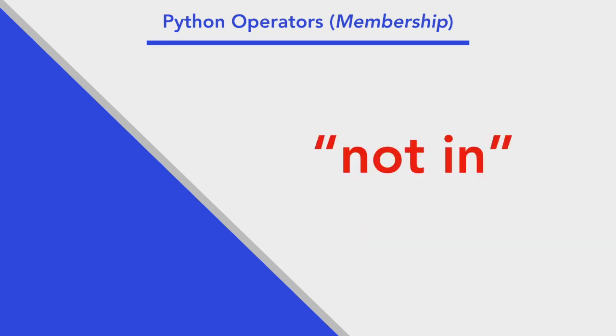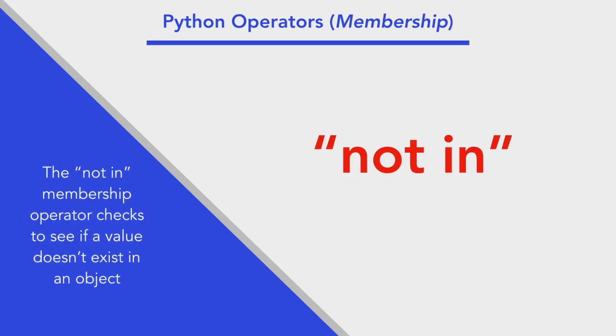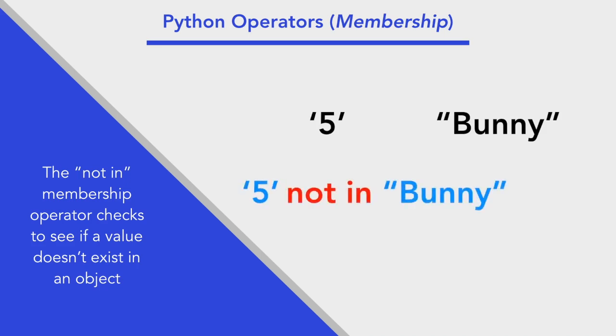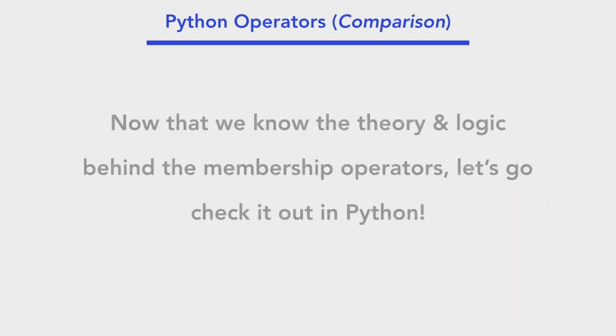The not in operator is the exact opposite and checks to see if the sequence or value is not in the object. For example, I want to check if the number 5 is in the string bunny. Well, I would call the character or sequence I want to check, which in this case is 5, and then type not in to check if 5 is not in the string bunny. And this will return true because 5 is not in the string bunny. Now that we know the logic and theory behind the membership operator, let's check it out in Python.